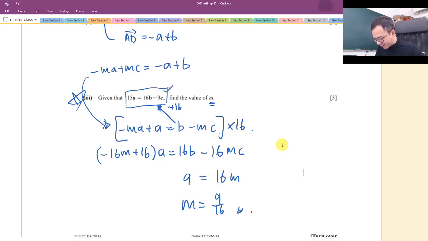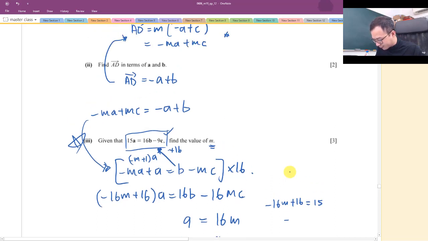16B times 16MC here equals to 9. Negative 16 plus 16 equals to 15. Because here, if I factorize out the A, I get negative M plus 1 A, times 16: negative 16M plus 16 equals to 15. Because both should also give me the same M value, no matter which way. So I think I did something wrong here.